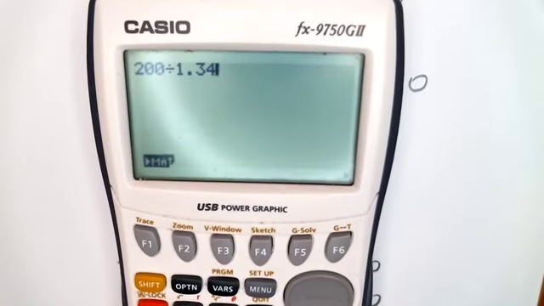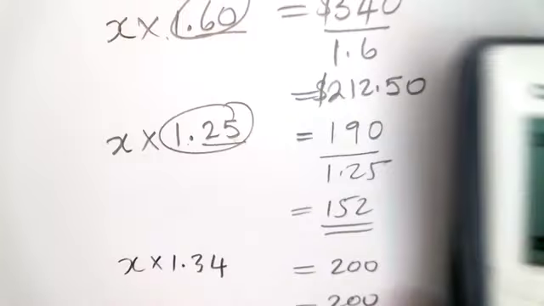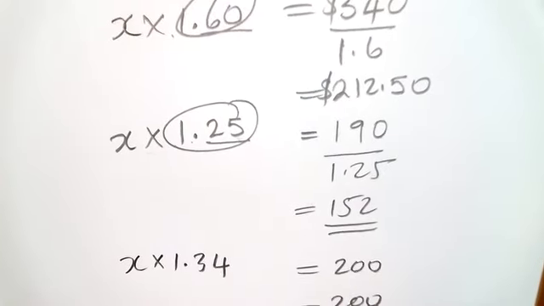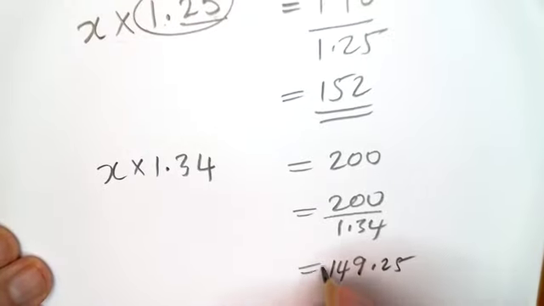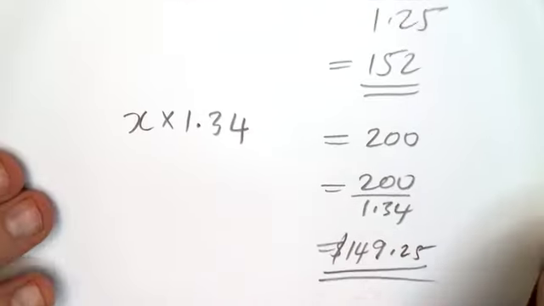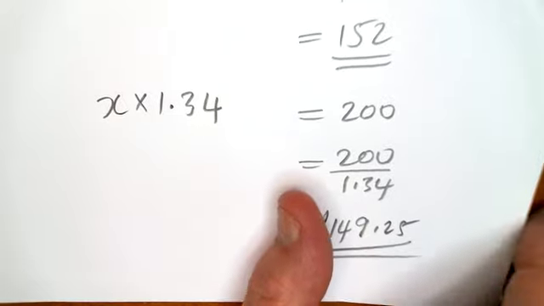Oh, you can't see that, sorry. 200 divided by 1.34. There it is. And we get $149.25. And that's how we find the amount before an increase. Hope that makes sense.